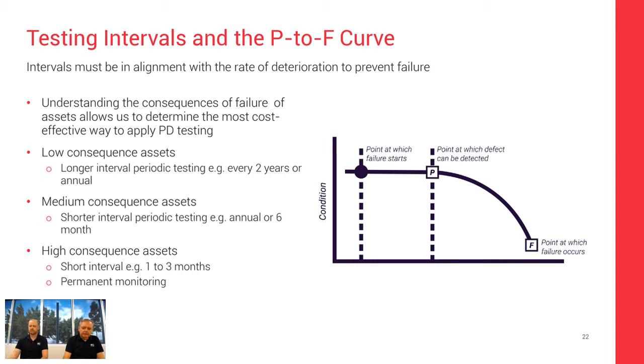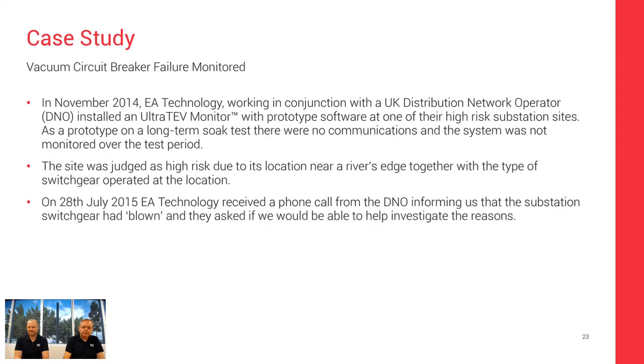So it's a variability, and the higher the consequence, the easier the business case for permanent monitoring. Let's look at an example where the P2F period was short. In the UK, EA Technology, working with one of the DNOs, had installed one of our monitoring systems. It was part of a prototype and long-term testing. Nobody had really taken the trouble to instigate the communication, so nobody was actually looking at the data.